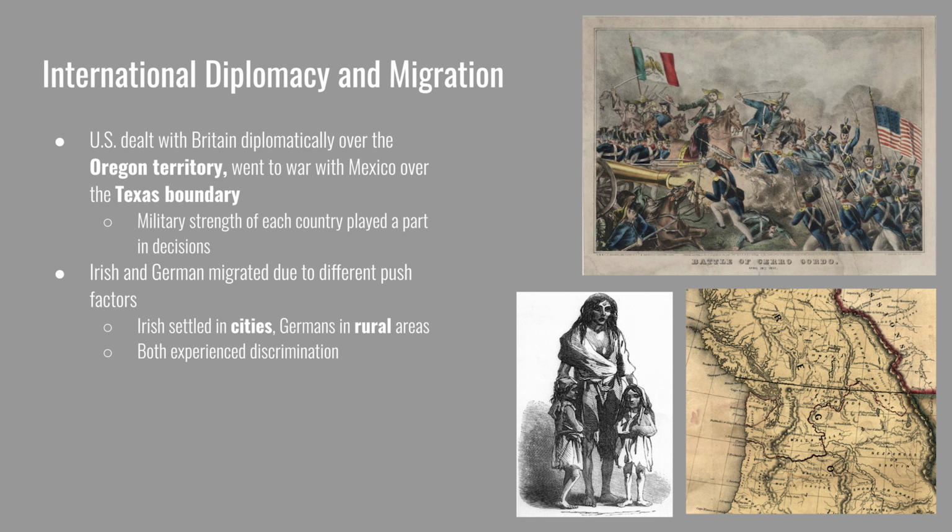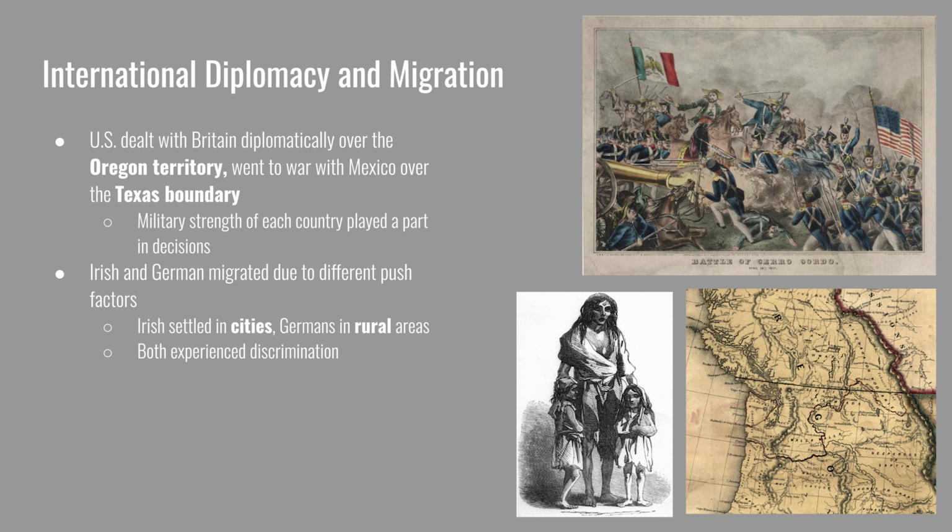With Britain, it was more diplomatic over the Oregon Territory. With Mexico, the U.S. goes to war over the boundary of Texas and Mexico. The Mexican cession increases the size of the United States as a result of that war. The military strength of each of those countries played a big part in the decision to deal with one diplomatically and with the other with war.